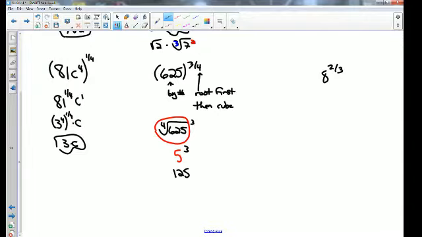Plus, it doesn't have a nice cube root, does it? No. 8 does not have a nice cube root. Okay, it's irrational. So if this is a small number, I will square it first. So the cube root of 8 squared, I am going to do that first. 8 squared is 64.